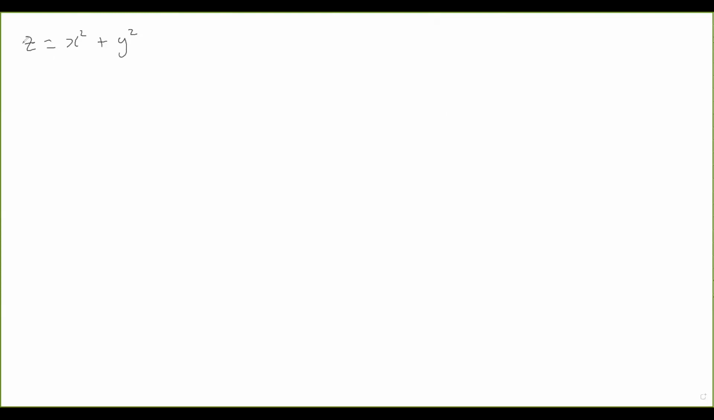Well, there's a lot of symmetry here, so there's a number of ways that we can think about this. One natural way is to think in terms of cylindrical coordinates. In this case, z is equal to r squared, x is equal to r cosine theta, and y is equal to r sine theta. z is equal to r squared because z is equal to x squared plus y squared, and r squared cosine squared plus r squared sine squared is equal to r squared. This is the standard cylindrical coordinate representation of a paraboloid.